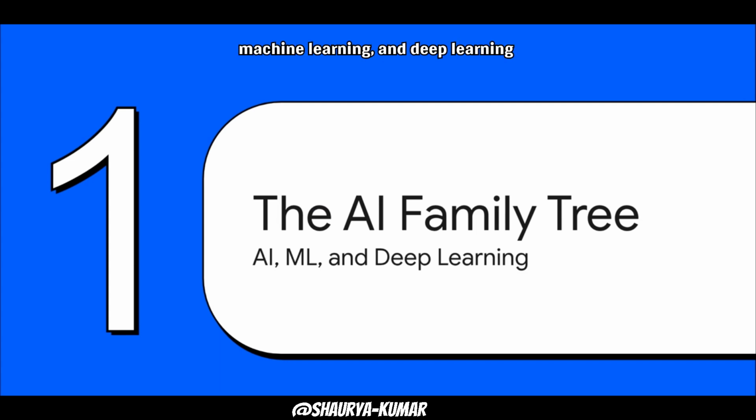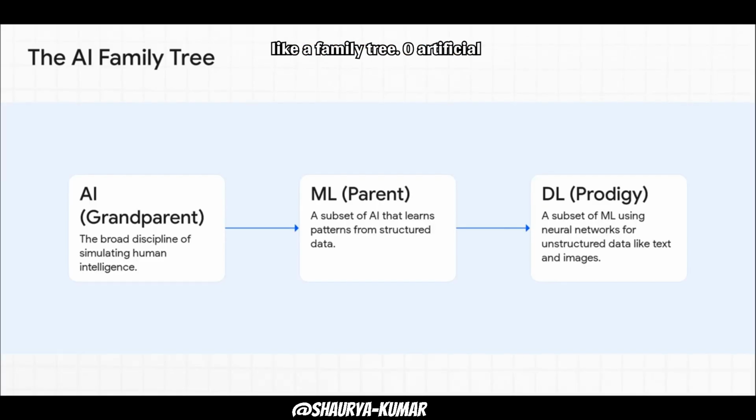You hear AI, machine learning, and deep learning thrown around all the time, sometimes like they're the same thing. They're not, and trust me, understanding the difference is the first step to making a smart choice and avoiding a really expensive mistake. The easiest way to think about this is like a family tree. So artificial intelligence, or AI, that's the grandparent. It's the big overarching idea of making machines smart.